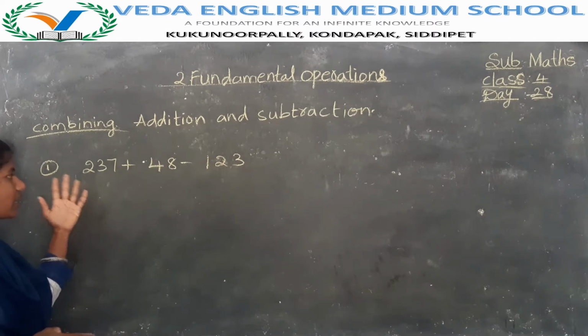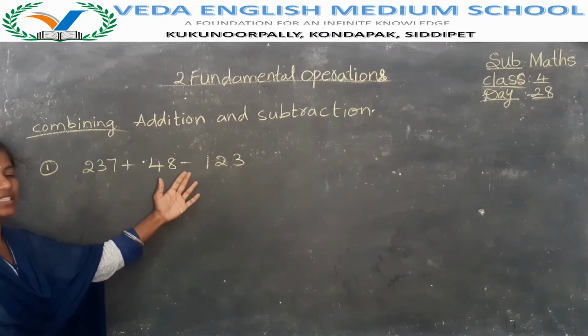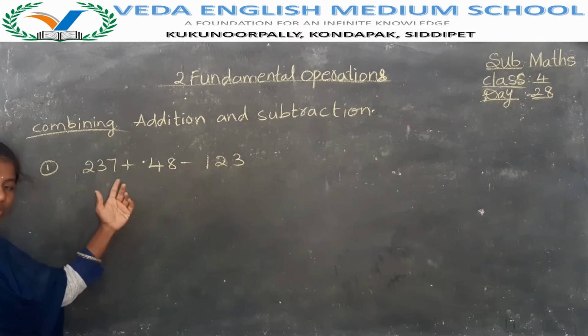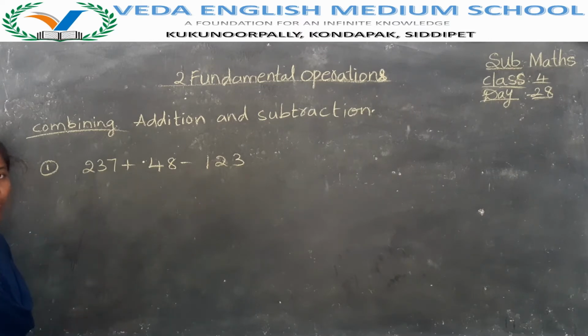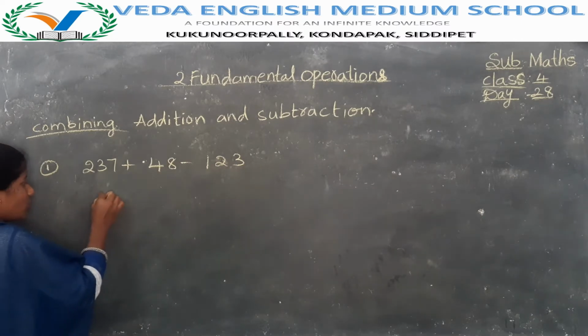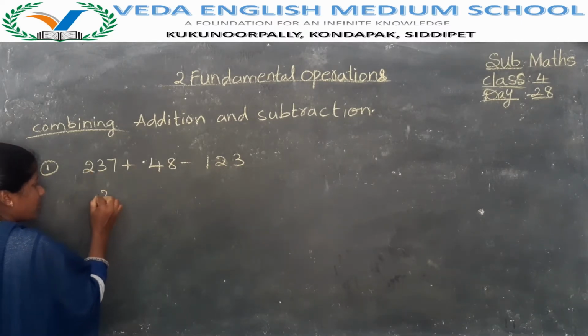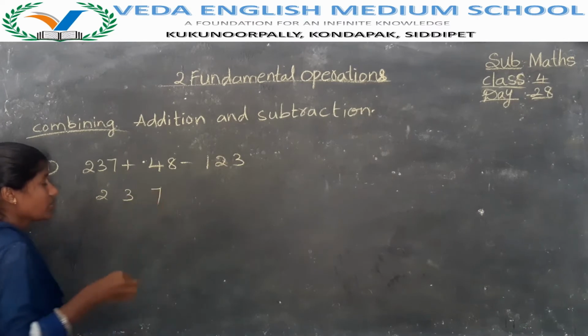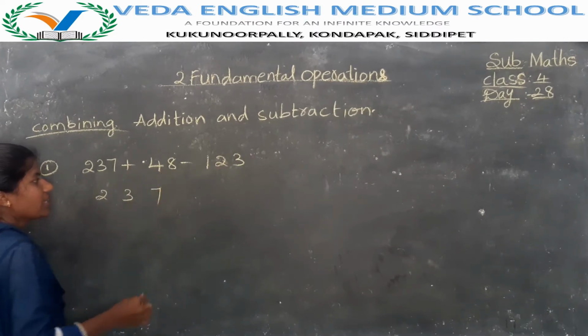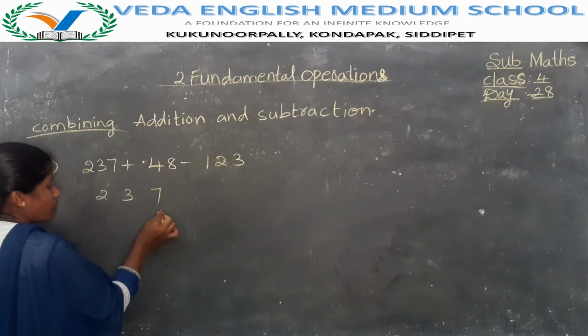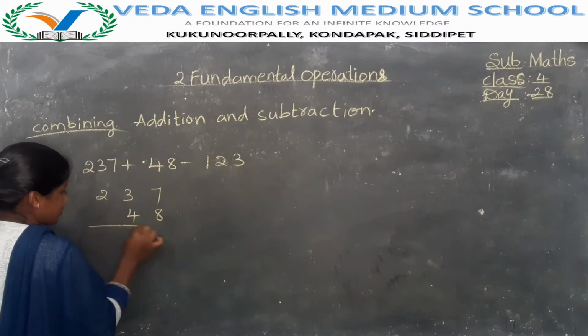Here what we have here, addition symbol is there, subtraction symbol also is there. If we have both symbols then how to do that problems, how to find the solutions for that problems. See here, look at the board everyone. First here we have 237. After 237 here we have 48. So 48 I am writing here.